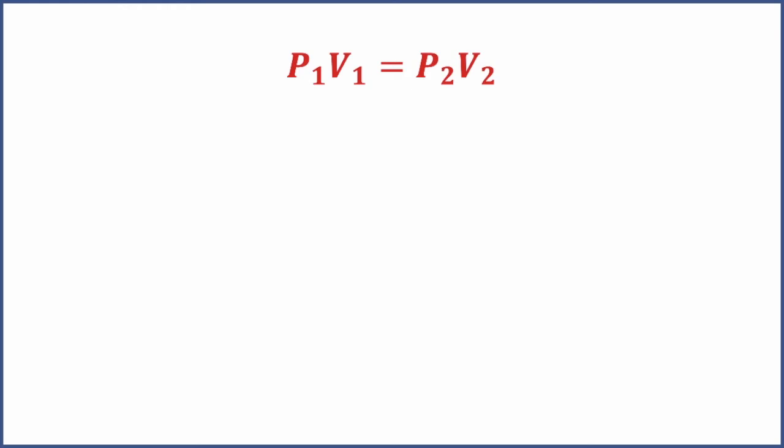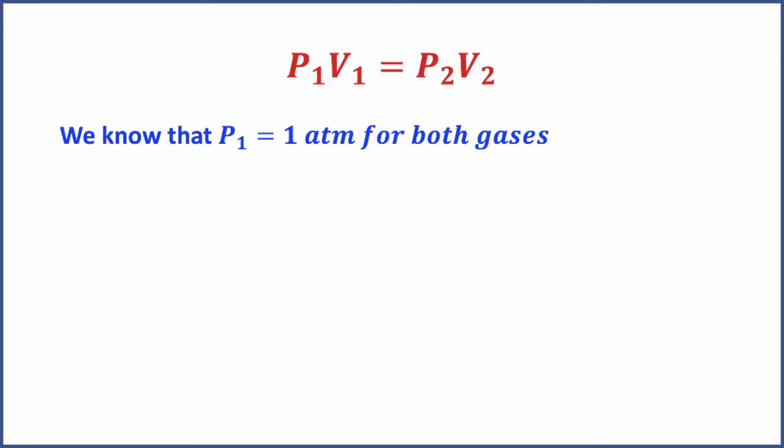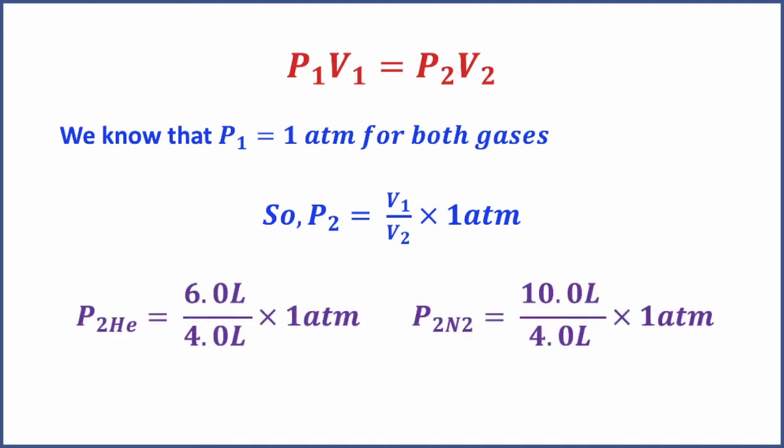P1 is going to be the initial pressure, which is going to be 1 atmosphere for both gases, and P2 is going to be the final pressure, and each gas is going to have a different final pressure. That's actually going to be the partial pressure of that gas in the container. If we rearrange this equation, we get P2 equals V1 over V2, initial over final volume, times 1 atmosphere. And we are going to plug in our numbers for both of these gases. And we notice that the partial pressure for the helium is going to be 1.5 atmospheres, and the partial pressure for our nitrogen is going to be 2.5 atmospheres.